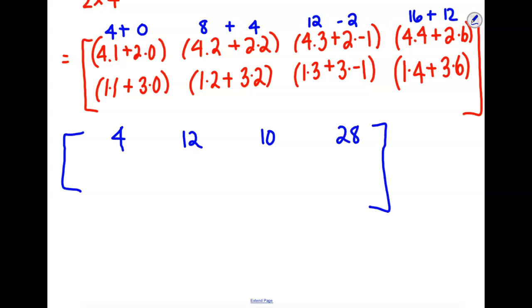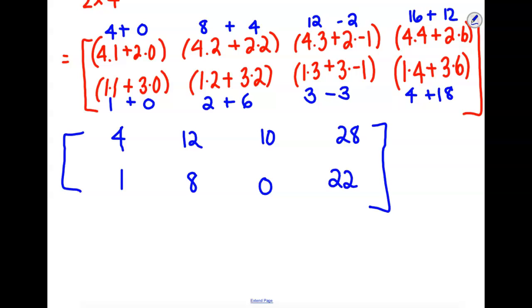All right, head below. 1 times 1 is 1. 3 times 0 is 0. Add them together and you get 1. 1 times 2 is 2. 3 times 2 is 6. Add them together, you get 8. 1 times 3 is 3. 3 times negative 1 is negative 3. Add them together and you get 0. Last one, 1 times 4 is 4. 3 times 6 is 18. Add them together. So that is your new matrix.